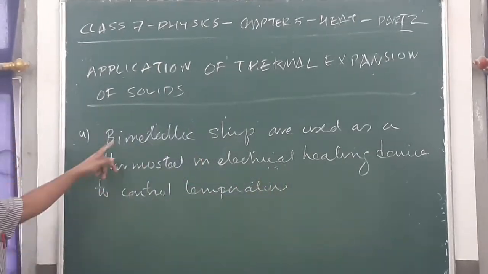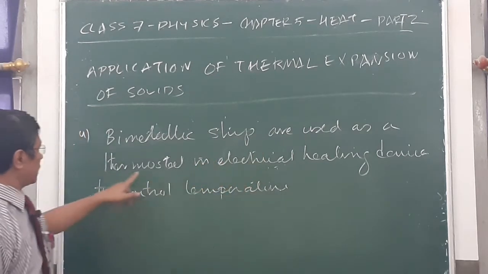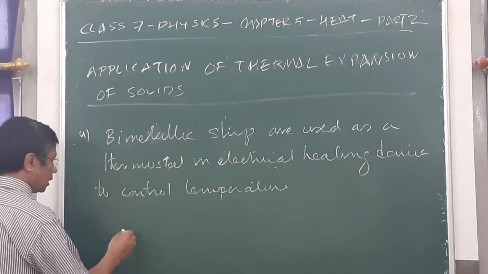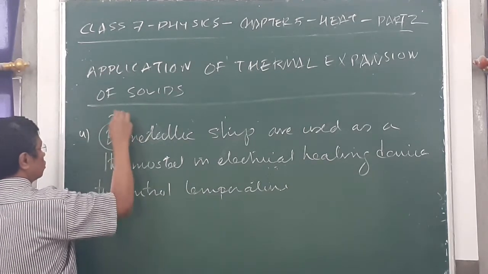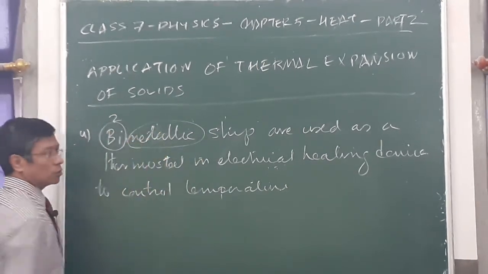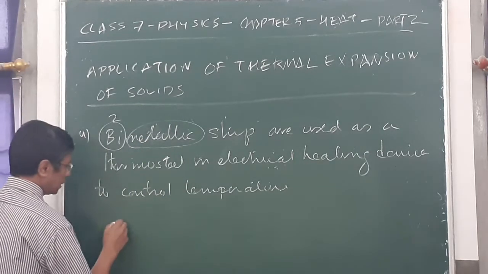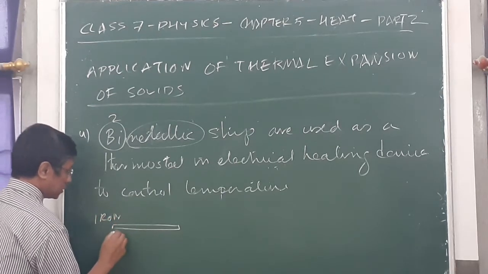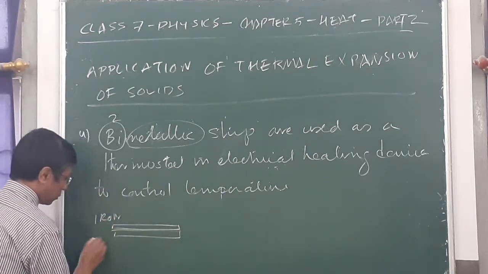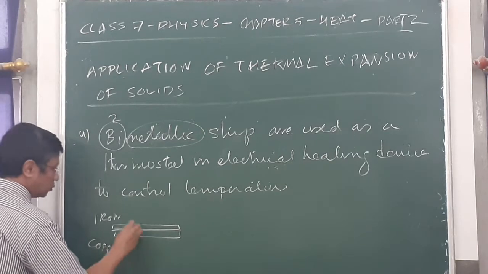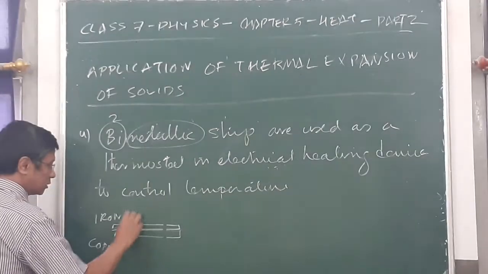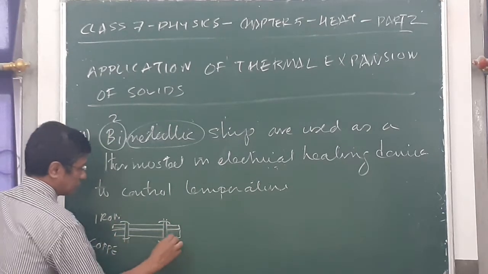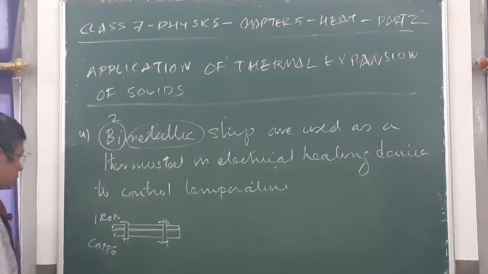Alright, so this is it. The bimetallic strip are used as thermostat in electrical heating devices to control temperature. A bimetallic strip means bi means two, metallic means metal, so two metal strips. So, generally we take a strip of iron and a strip of copper, we drill holes through them and through which we pass rivets, and those rivets are tightened so that it holds the two metal strips together.